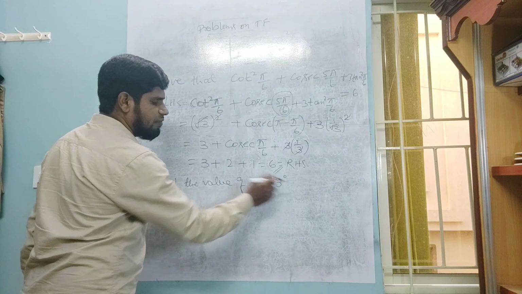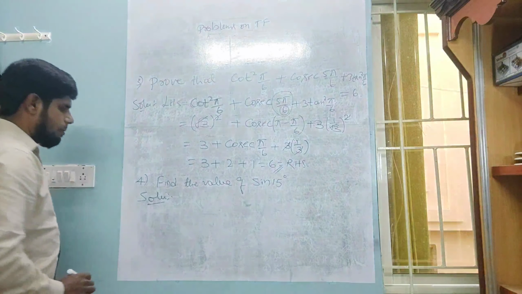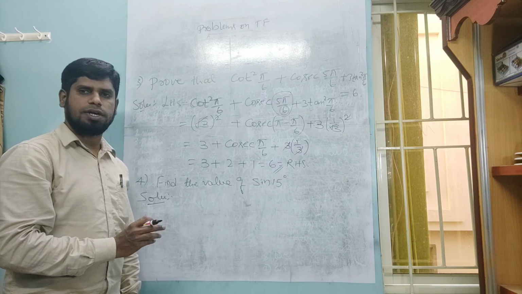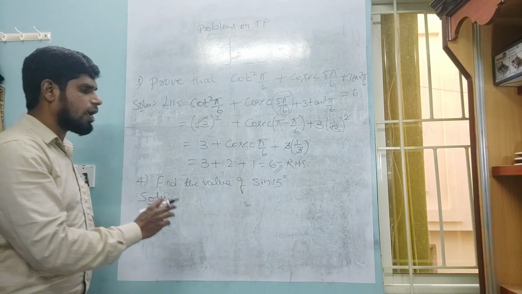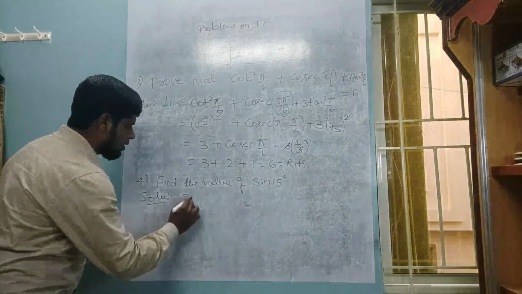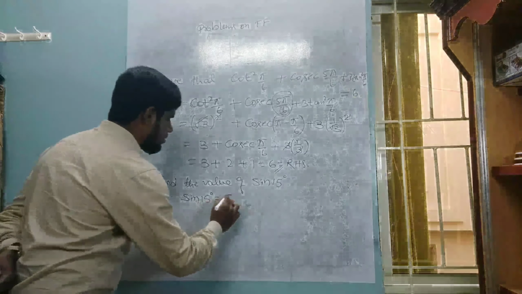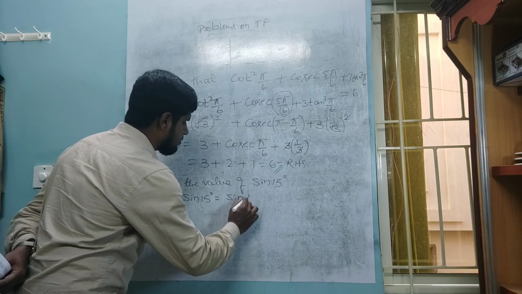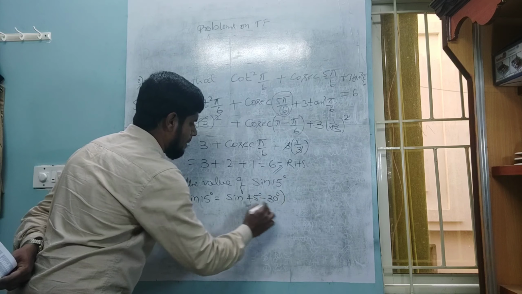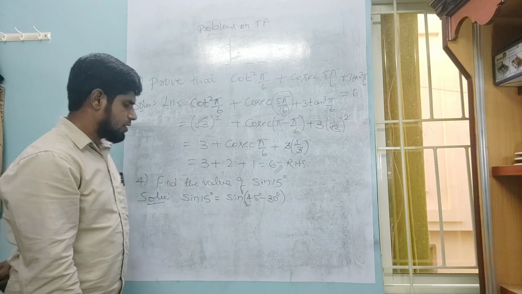See, I have taken sin 15 degrees. In the table, the purpose of taking only those angles, that is 0, 30, 45, 60 and 90, is that those angles are called standard angles. So here, sin 15 degrees can be written as sin of 45 minus 30 degrees. Very simple one.